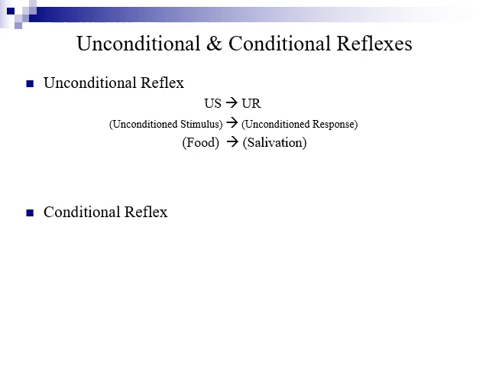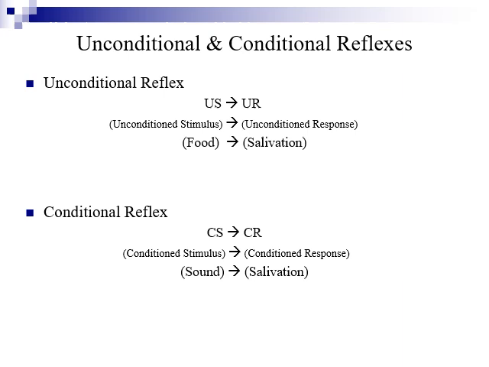The conditional reflex is abbreviated as the CS and the CR, or the relationship between the conditioned stimulus and the conditioned response. So in the example with Pavlov's dogs, it might be the sound of a metronome that then elicits salivation.